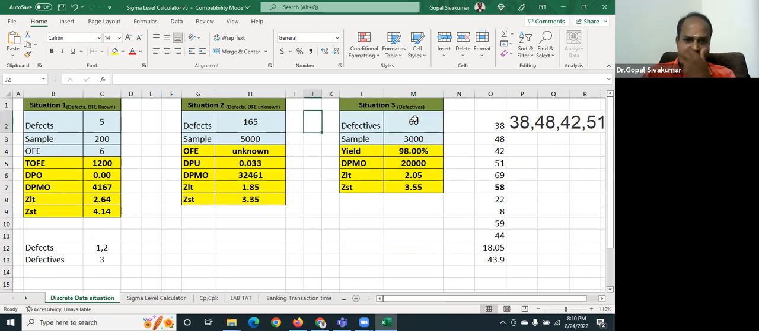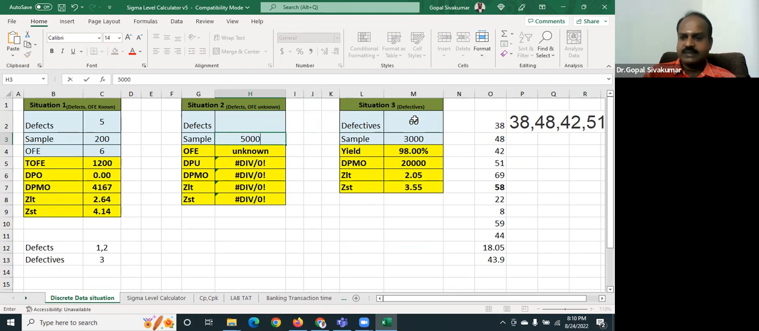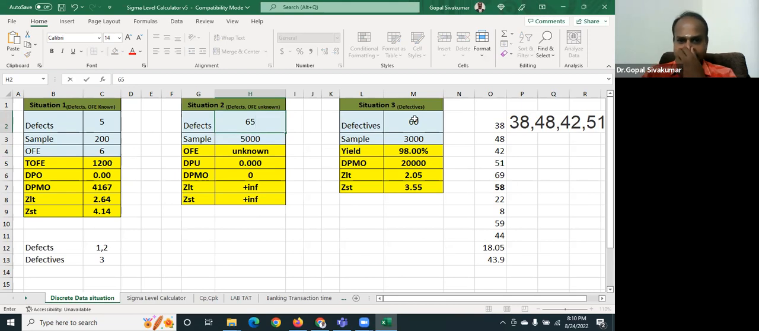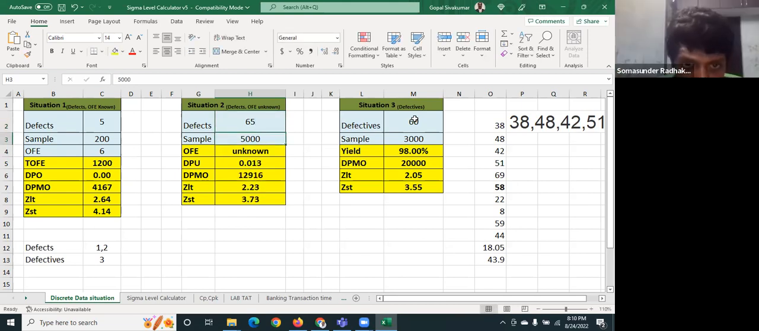Now imagine you have sampled 5,000 units. In those 5,000 units, you noticed 65 defects. What is the difference between the current scenario and the previous example? The previous example just tells out of 3,000 products, 60 are defective. But here we should also consider the opportunity for error because we are considering the defects in detail. Very good. You are a green belt, right?